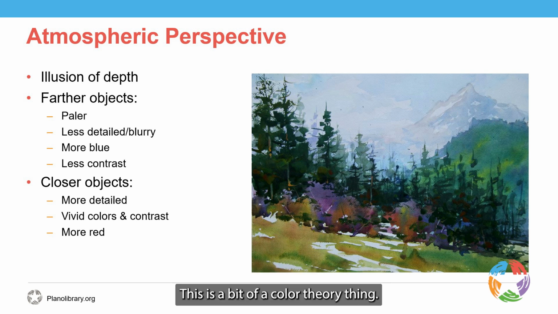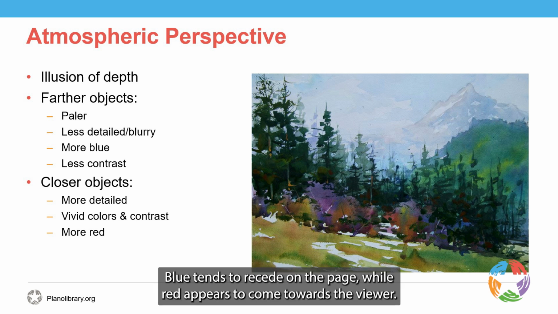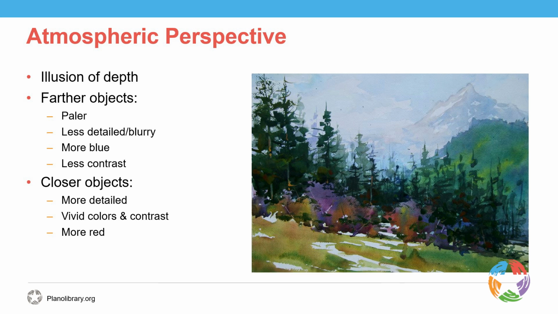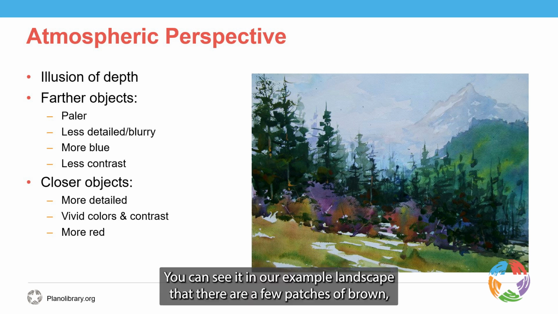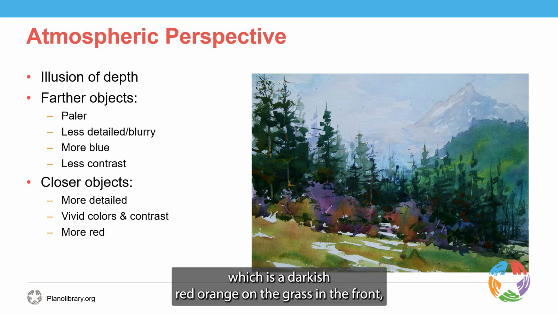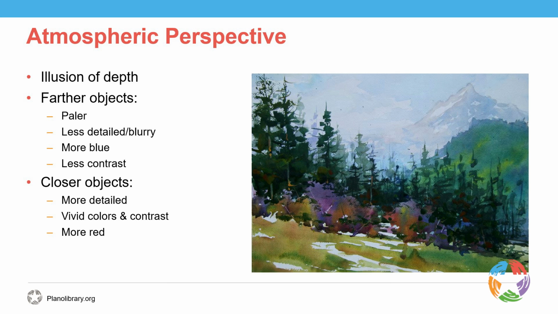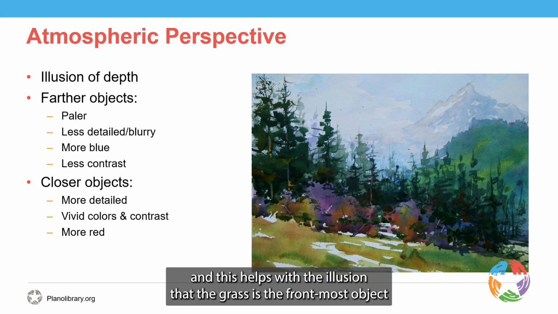This is a bit of a color theory thing. Blue tends to recede on the page, while red appears to come towards the viewer. You can see in our example landscape that there are a few patches of brown, which is a darkish red-orange, on the grass in the front. And this helps with the illusion that the grass is the frontmost object.